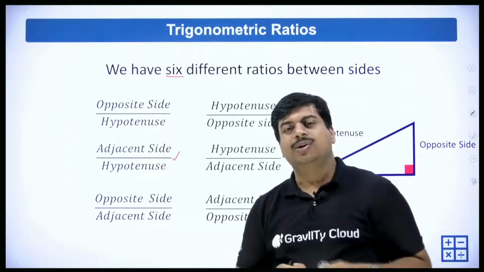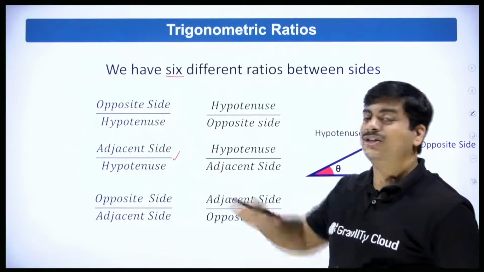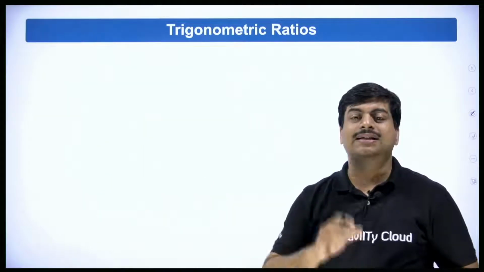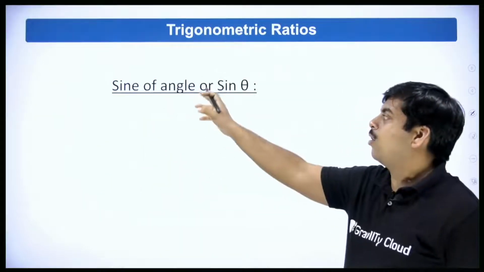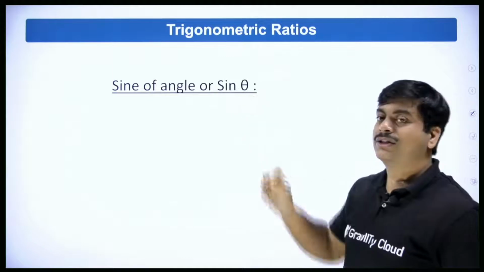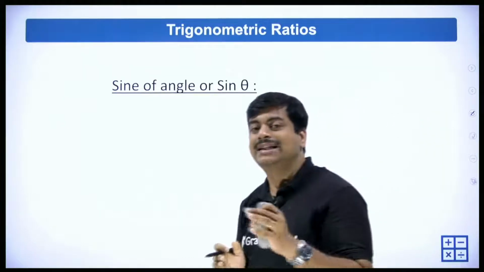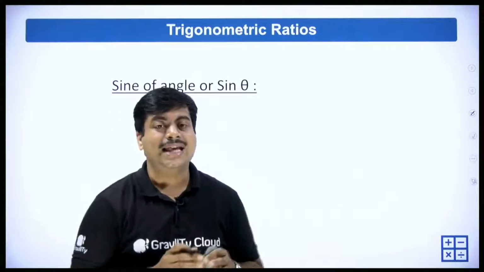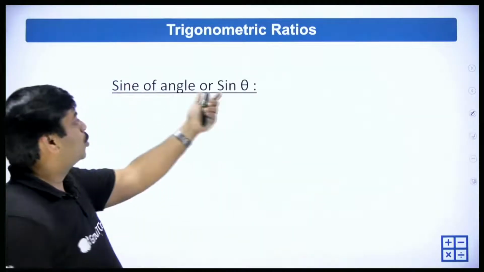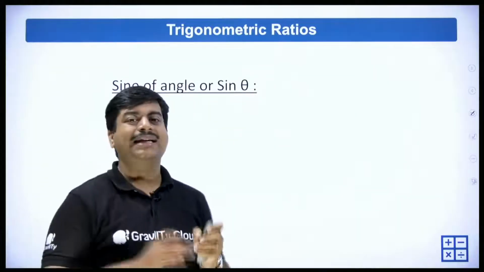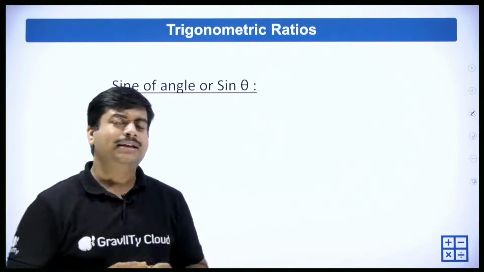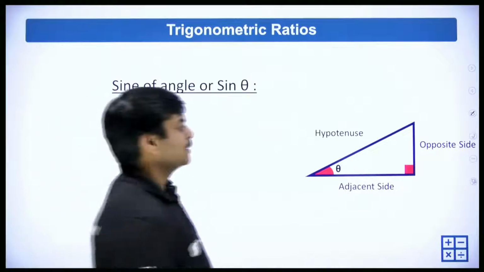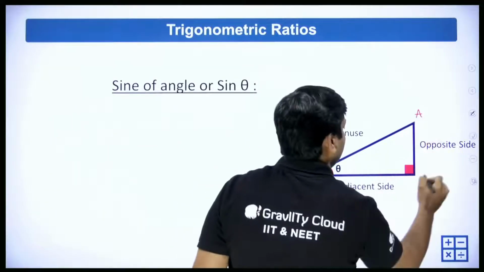So let us discuss each and every function individually. The first one we are going to discuss is sine. Sine of an angle, which we represent in short as sin theta. Don't say "sin theta"; it is called sine, S-I-N-E, but in short we write S-I-N, sine theta. So what is sine theta? When we consider a right angle triangle, let us name it ABC.